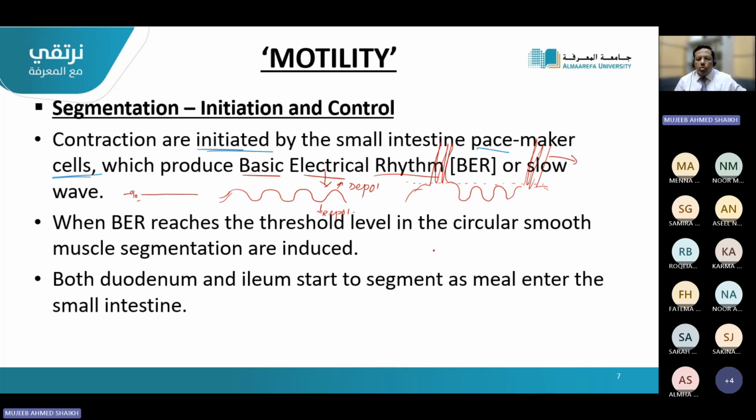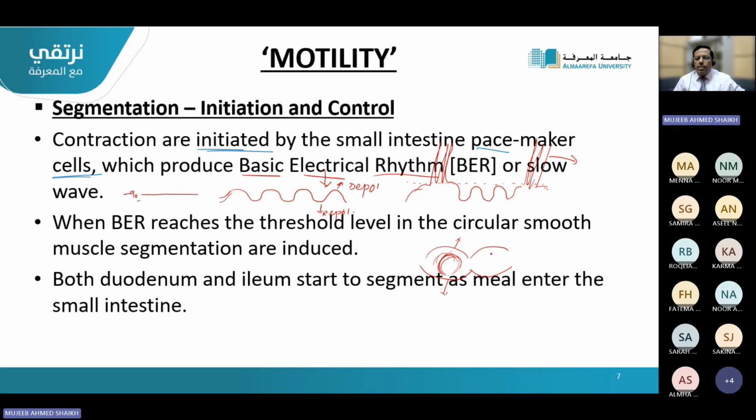Either it will be due to stretching of the muscle, because too much chyme enters here, so it will stretch this muscle here and here. So it will cause the BER to change to an action potential. If the action potential occurs, then it will lead to the contraction of the muscle.